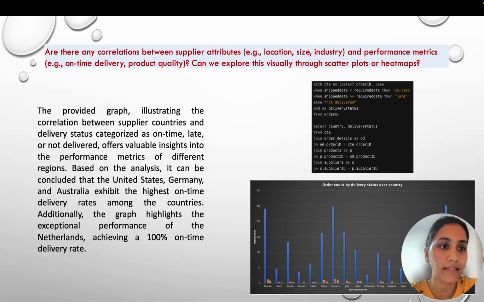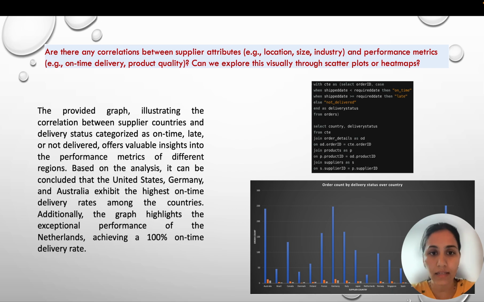Moving on to the next question, next slide. Is there any correlation between supplier attributes and performance metrics, for example on-time delivery and product quantity? Can we explore this visually through a scatter plot? For this one, in the SQL query, I have taken a CTE in which I have divided the orders into on time, late, and not delivered, for which I have given a condition. You can see this in the image. Then for the data set, I have taken the country and the delivery status.